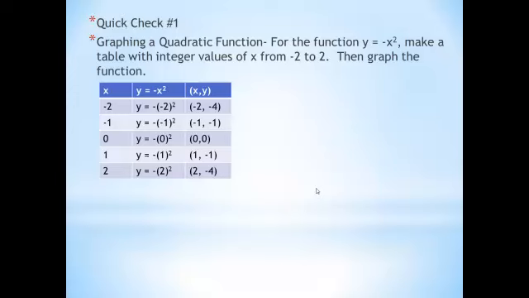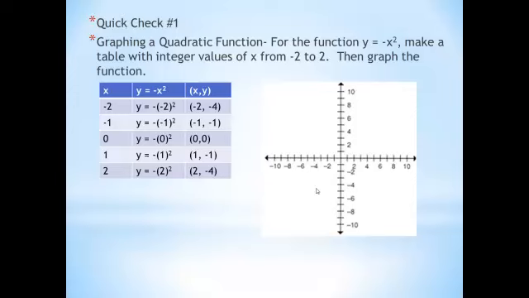So for our values of x, y, we're going to have negative 2, negative 4, negative 1, negative 1, 0, 0, 1, negative 1, and 2, negative 4. Pause the video at this point so you can complete your table.